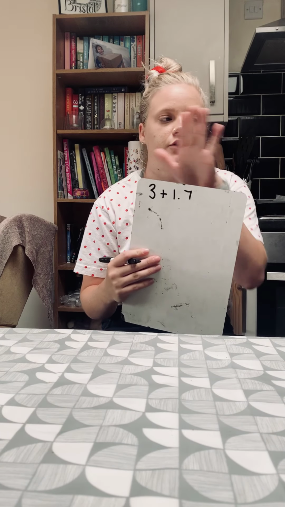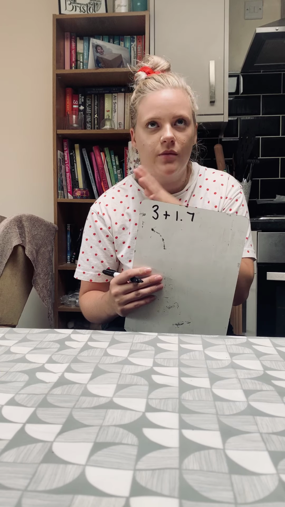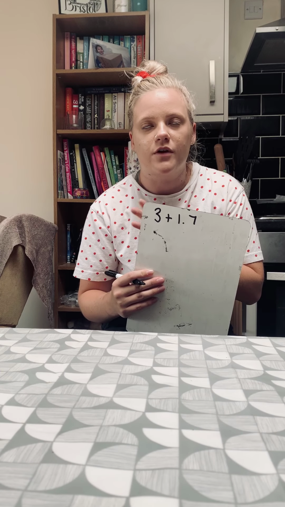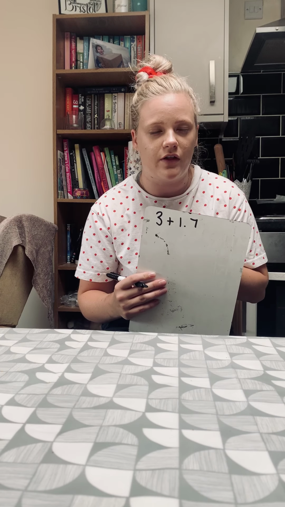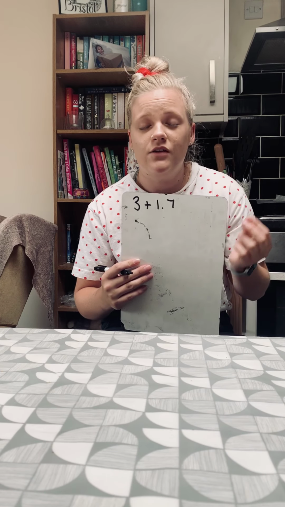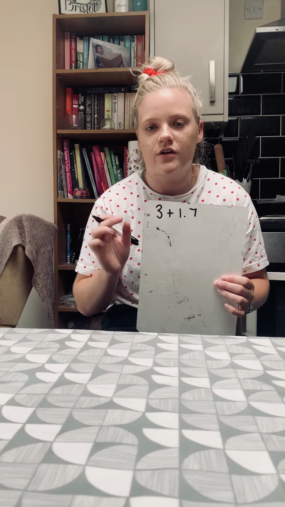Okay, so your calculations will look something like this. So you might have 3 add 1.7, for example. So you've got a whole number and a decimal number as well. So it makes it slightly more difficult in terms of when you're lining your numbers up in your columns and things like that. But what you need to also be aware of today is that using the column method is not always going to be the most efficient way.